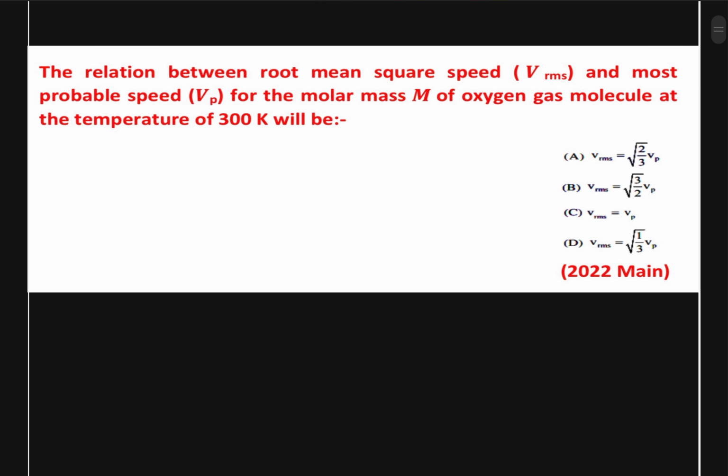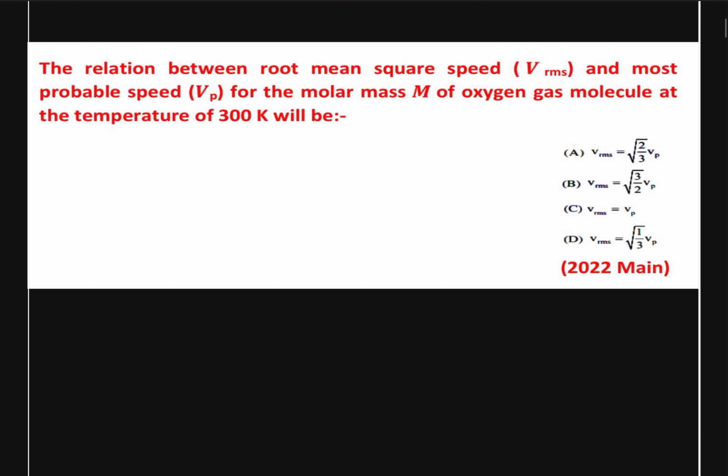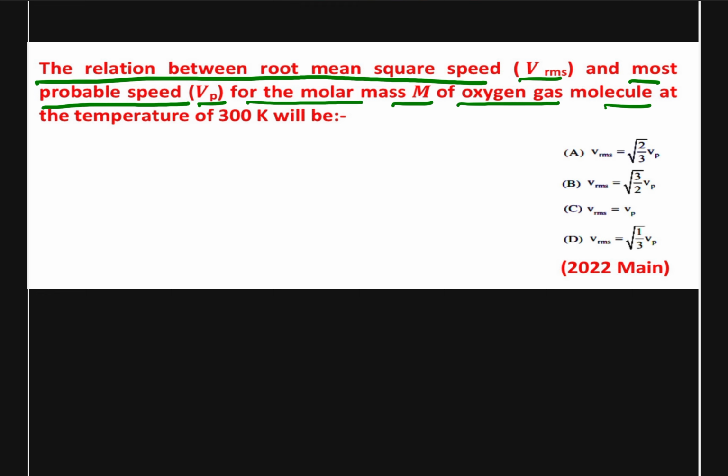Next question. It states the relation between root mean square speed (VRMS) and most probable speed (Vp) for the molar mass m of an oxygen gas molecule at a temperature of 300 Kelvin. In this case, this is directly based on the formula.